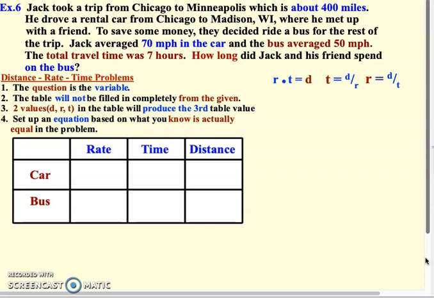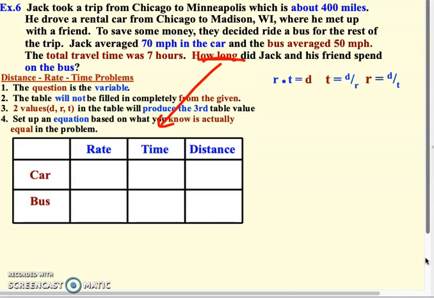It talks about the speed, so average speed, Jack was driving his car at 70, the bus has only got about average speed about 50. Total travel time is 7 hours. How long, right? How long? So as soon as you read the words how long, it automatically should take you to the time part of the table. So the question defines the variable.